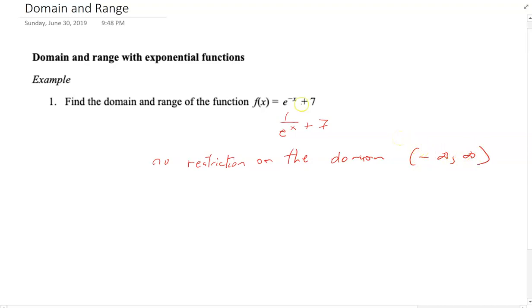Now, let us look at what will happen to the range. Remember last time we talked about exponential functions. We said that this plus 7 right here, or the plus k, was your new asymptote, right? So that's your new asymptote, where the old asymptote was at the x-axis. So this plus 7 or plus k was your new asymptote.